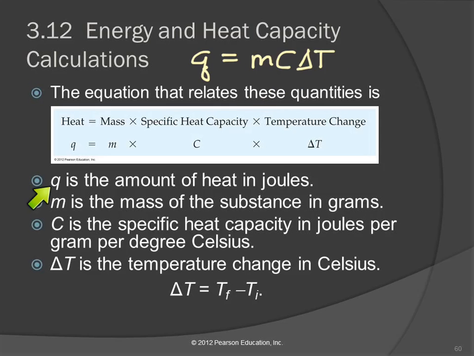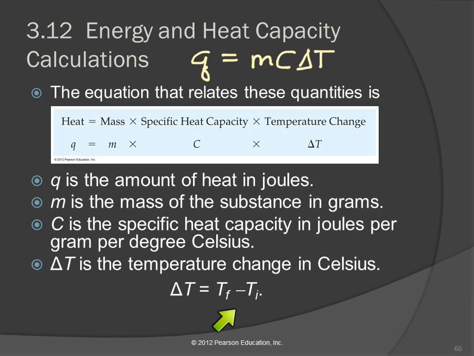So Q is the amount of heat measured in joules. M is the mass of the substance in grams. C is the specific heat capacity in joules per gram degree Celsius. And delta T is the temperature change. So this triangle is the Greek letter delta. It's a capital delta, and we use that in science to represent change in.